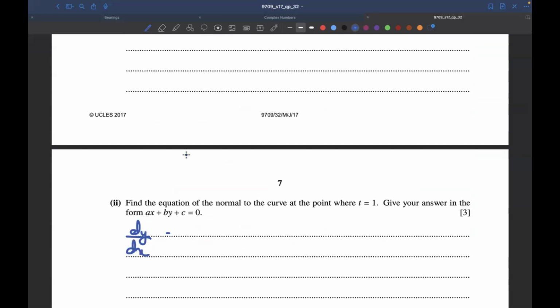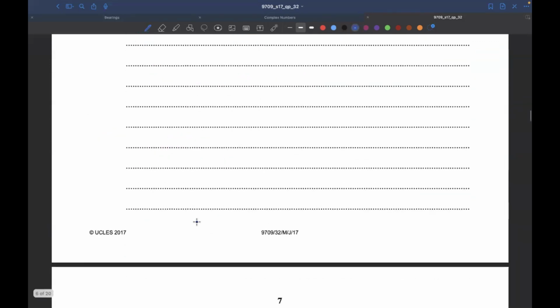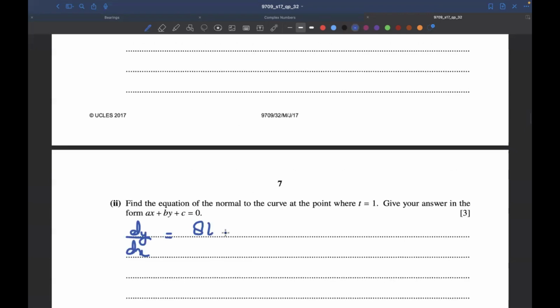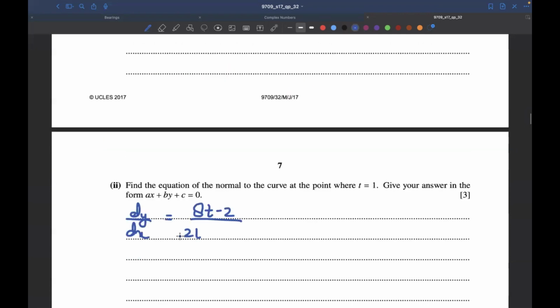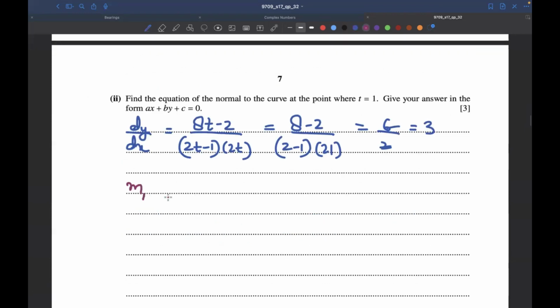Now, dy by dx is 8t minus 2 divided by, so this is 2t minus 1 into 2t. So substituting t is equals to 1, we'll get 8 minus 2 upon 2 minus 1 into 2 into 1. So this will become 6 upon 1 times 2. So the gradient will become 3. Now dy dx gives us the gradient of the tangent. So the gradient of the normal will be is equals to minus 1 upon 3.